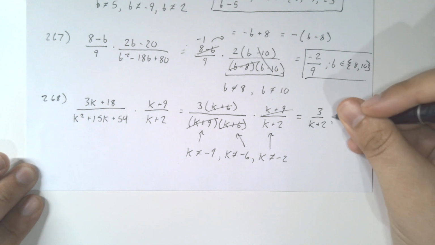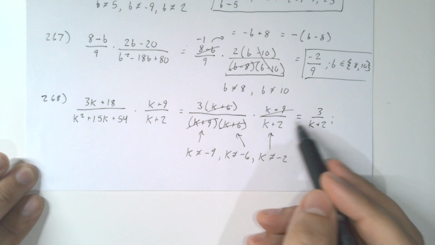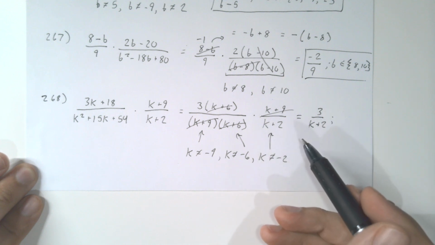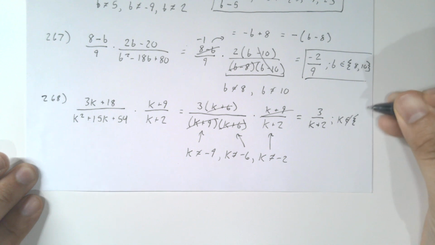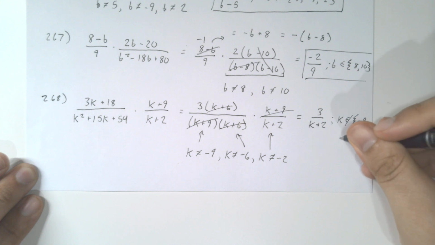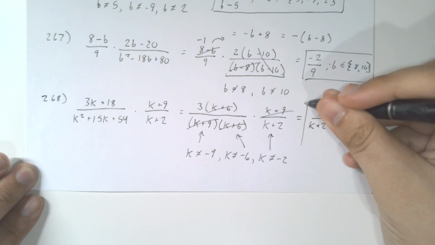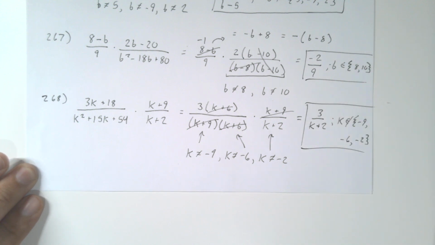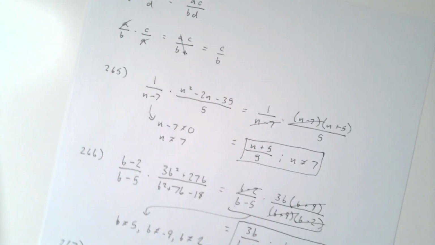And so we have this condition that all of this is just equal to 3 over k plus 2, but k can't be an element of negative 9, and it looks like I ran out of room there, but negative 6 and negative 2. And so that is our final answer. Let's look at the next one.